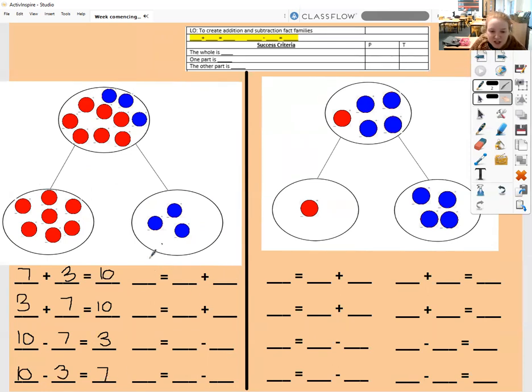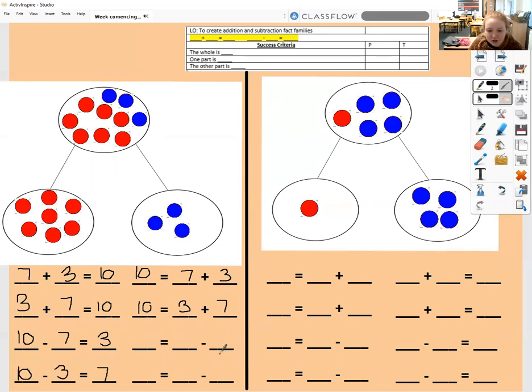Again, it's an addition. So in addition, we're going to put my whole in first. So I know that my whole is wanted here, because this is my equal symbol. There's two parts here, so my whole is going here. My whole equals my first part, which is going to be 7, plus my other part, which is 3. This time again, start with my whole. So my whole is 10, equals, going to swap my parts over. So this time it's going to be 3 plus 7.